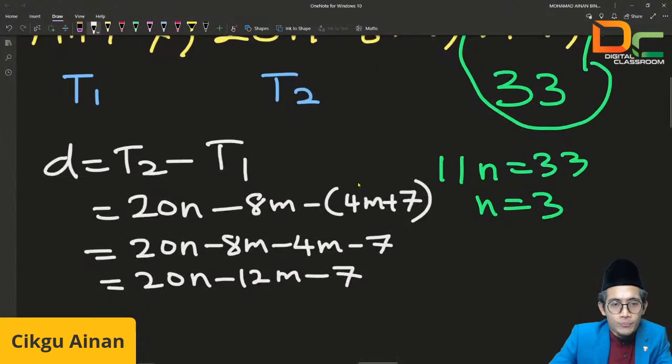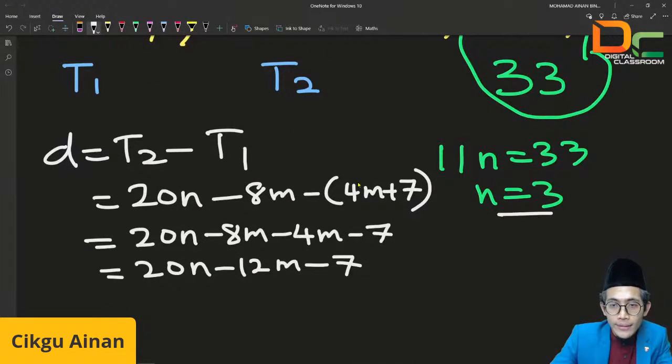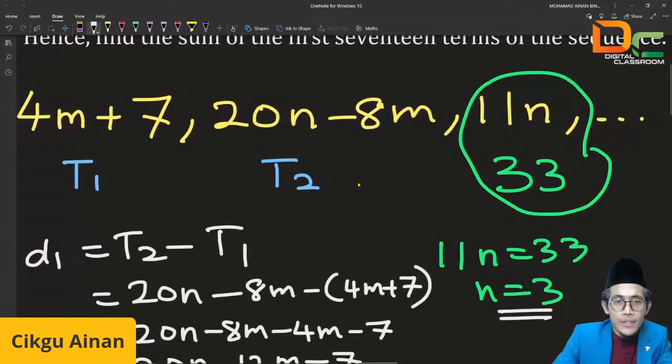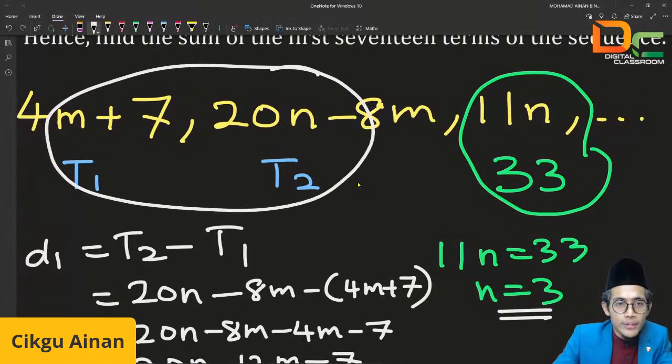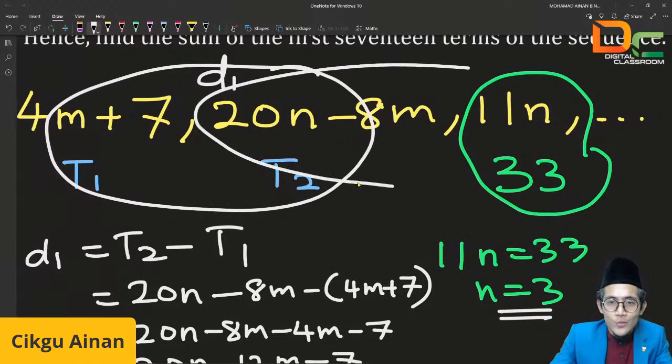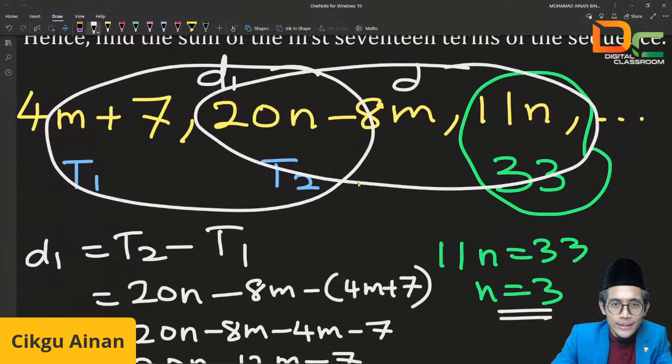Now we get n is 3 over here, right? So replace n with 3. So 60 minus 12m minus 7. But this is the first common difference, D1. What is the second common difference? This one. This is D2.